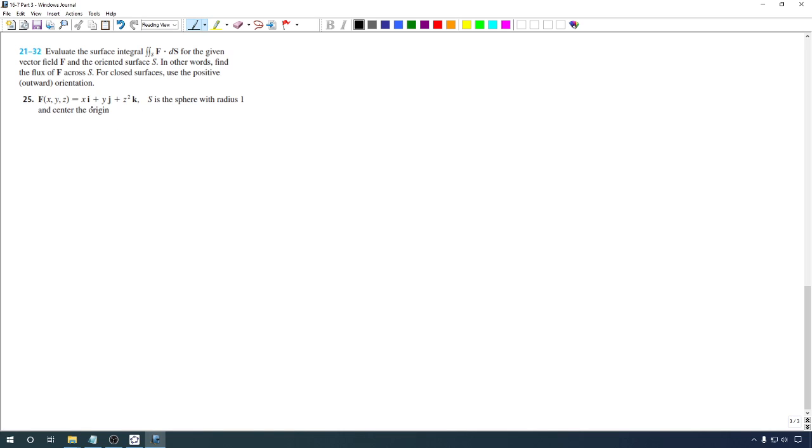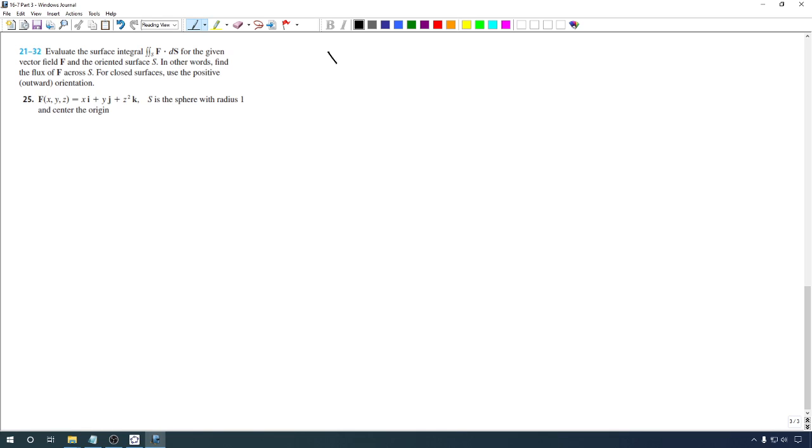So this one is where we have a different vector field, xi plus yj plus z squared k. This time our surface is a sphere with radius 1 and center at the origin. So notice here that they didn't immediately give us an orientation to work with, but the sphere itself is a closed surface, so they want us to use the positive orientation, the one that points outwards.